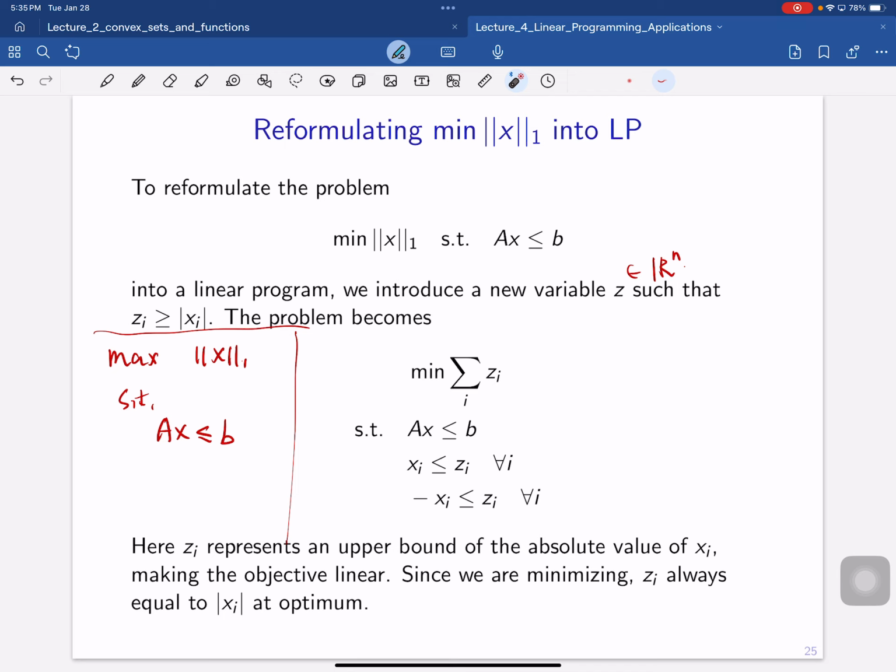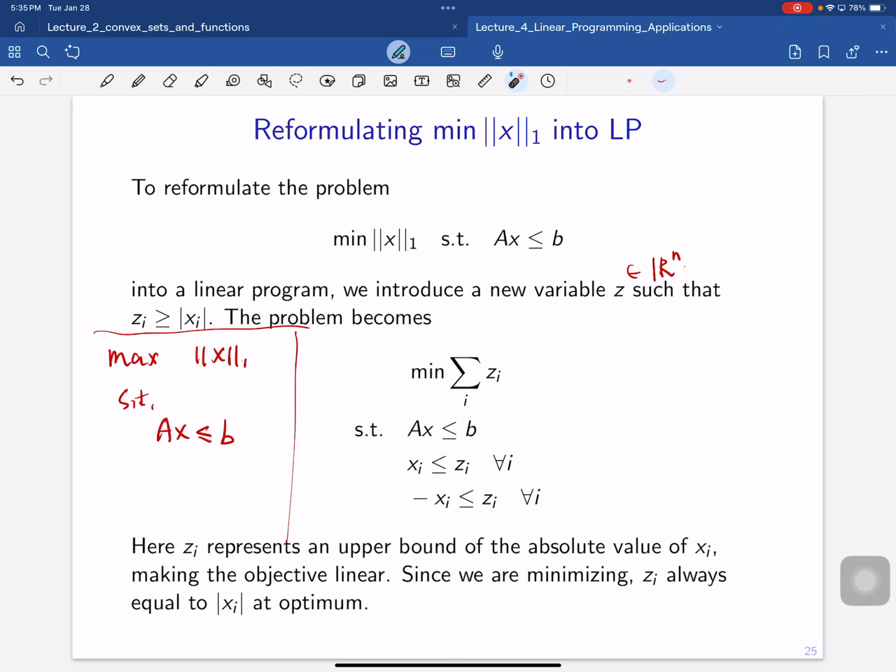There is another quick way to think about why maximizing this function cannot be formulated as a linear program. Remember, a linear program is a special case of a convex optimization problem: the objective is linear and the constraints are linear.